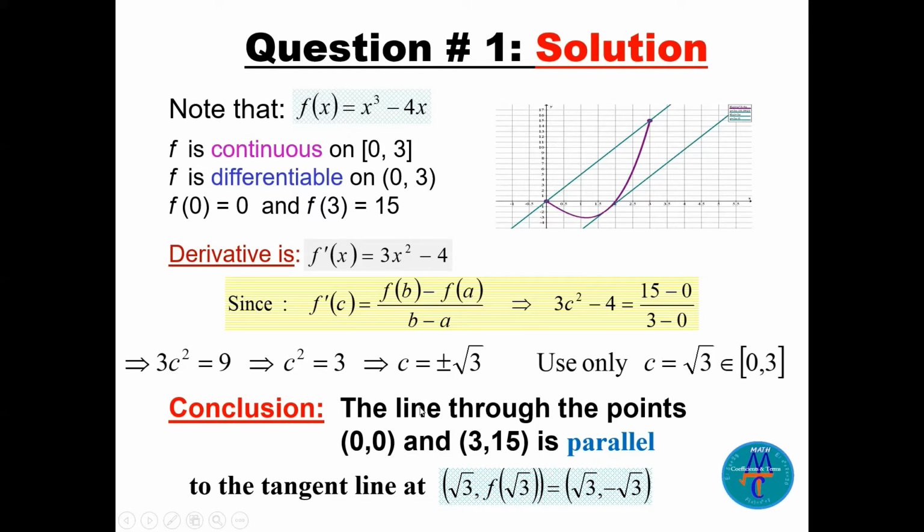So the conclusion here, the line through the points 0, 0 and 3, 15 is parallel to the tangent line to the curve at the point square root of 3, this is c here, f of square root of 3. We replace square root of 3 in the function itself here. When you simplify it, you will get also minus square root of 3. So that is the point here, square root of 3, minus square root of 3.